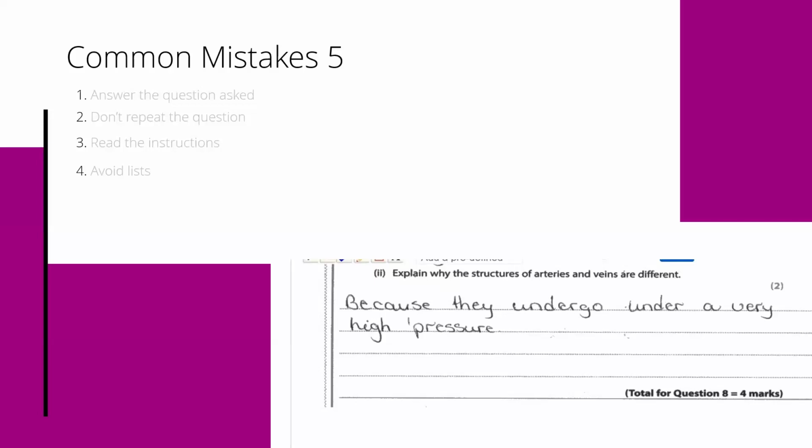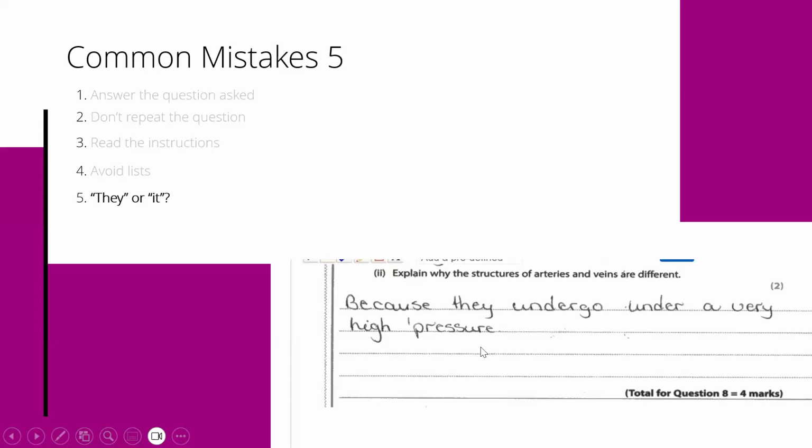Another common type of question is an explain question, which will usually have 2 or 3 marks. Here I'm asking them to do a comparison: explain why the structures of arteries and veins are different. Now, students try to focus on pressure, but they've used the word "they" here because they are under a very high pressure. We'll read that as.